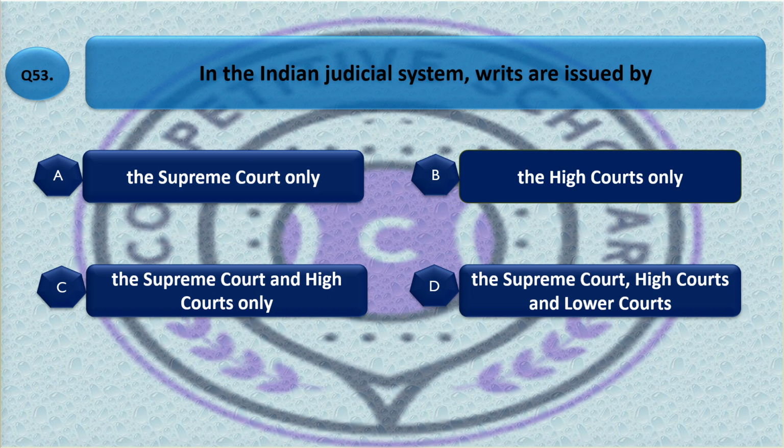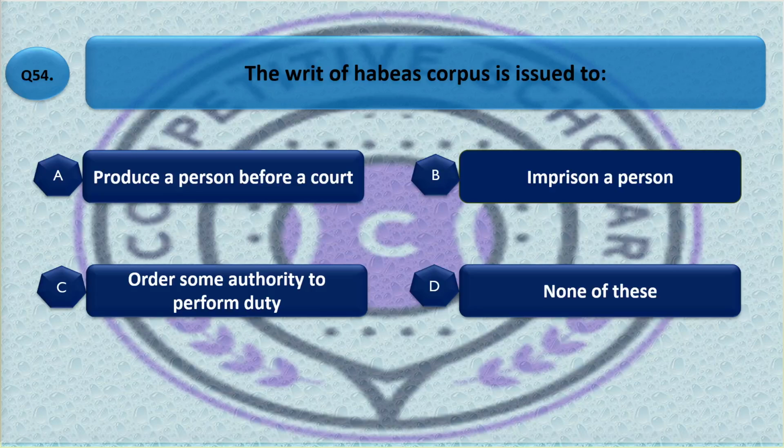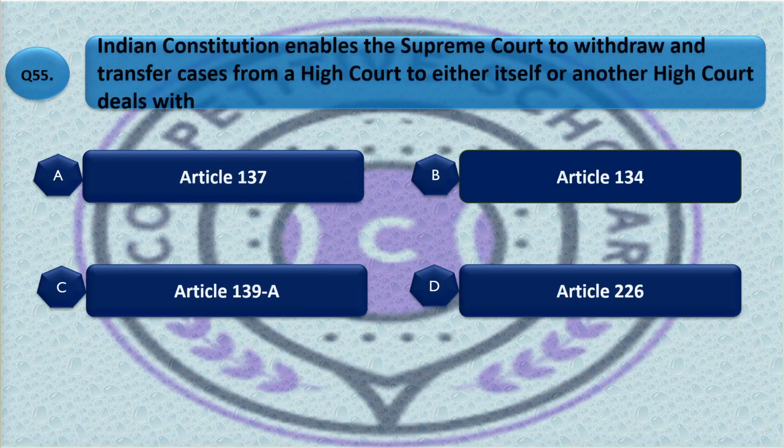Then question number 53. In the Indian judicial system, writs are issued by option A, the Supreme Court only, option B, the High Courts only, option C, the Supreme Court and High Courts only, option D, the Supreme Court, High Courts and Lower Courts. Answer is option C. Next, question number 54. The writ of habeas corpus is issued to produce a person before a court, imprison a person, order some authority to perform duty, none of these. Answer is option A, produce a person before a court.